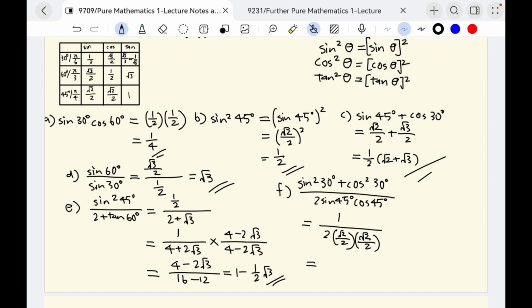So as you can see, the 2 can be cancelled out. Square root of 2 times square root of 2 is 2. So 1 over 2 over 2, which is 1 as the final answer. Okay?